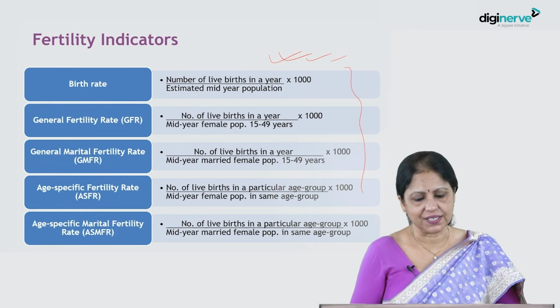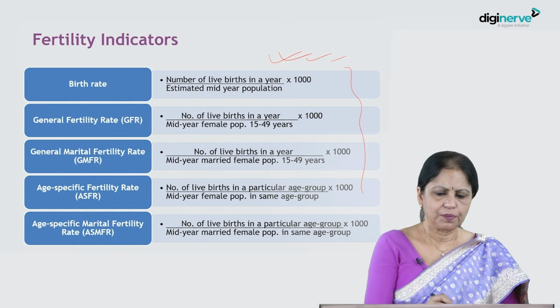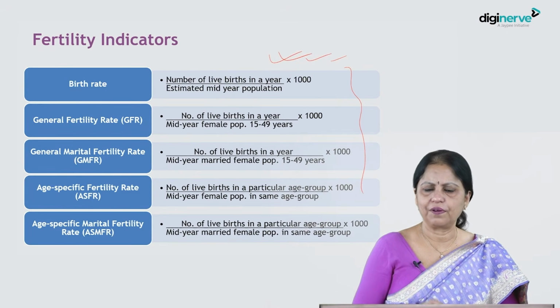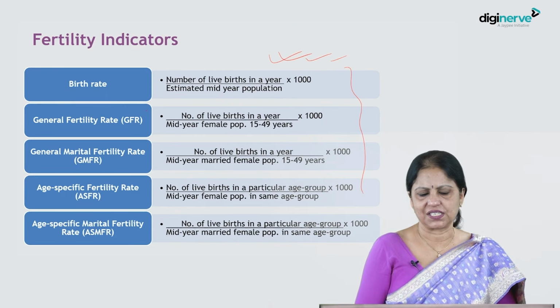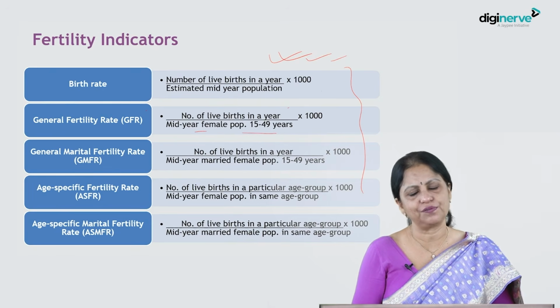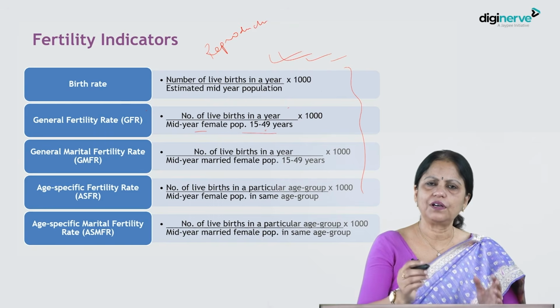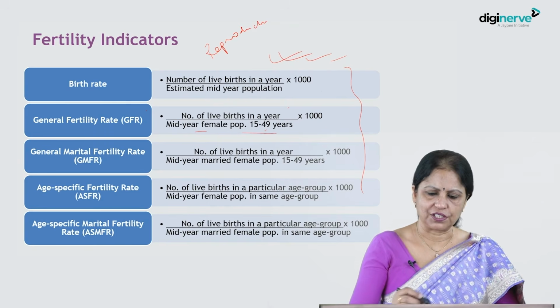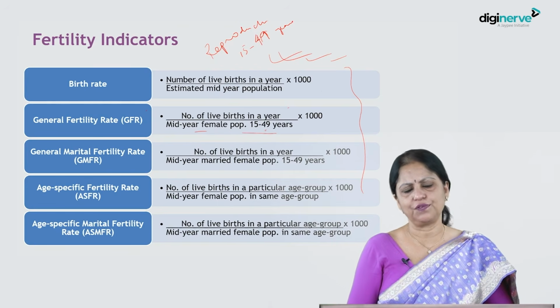Now I come to fertility indicators. So all these formulas you have to remember, everything. So birth rate, I have already told you about. Number of live births in a year per 1,000 estimated mid-year population. General fertility rate is the number of live births in a year by mid-year female population 15 to 49 years. So this is considered as the reproductive age group. Reproductive age group is the group in which a woman is capable of reproduction. So this is considered to be 15 to 49 years. Sometimes it is also said as 44 years, but by and large it is generally 15 to 49 years.